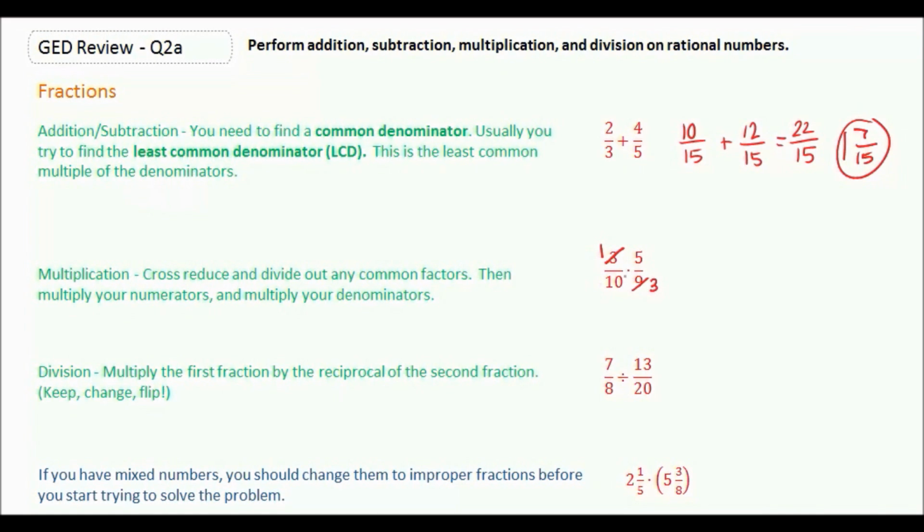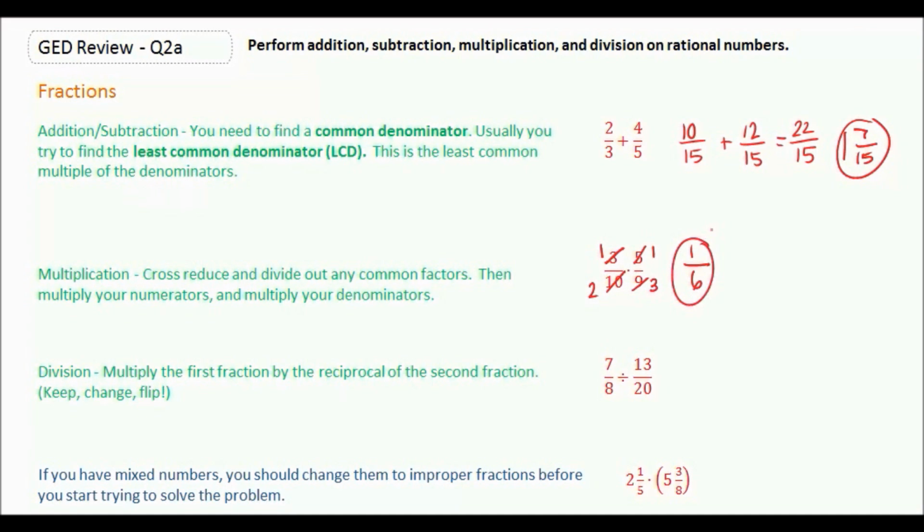On this diagonal, we can divide out a 5. 5 goes into 5 once, 5 goes into 10 twice. So now we're going to multiply 1 times 1, which gives us 1, and 2 times 3, which gives us 6. So our answer is 1/6.